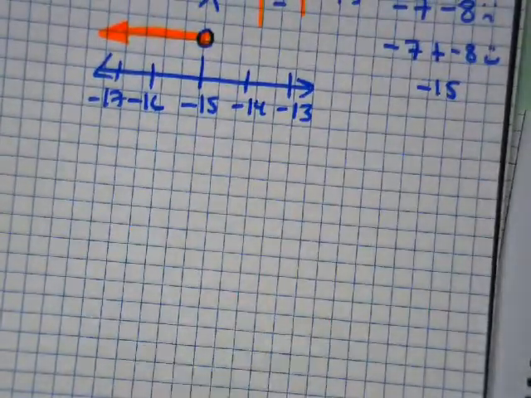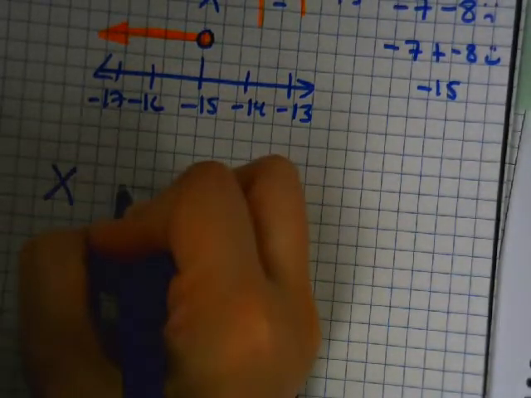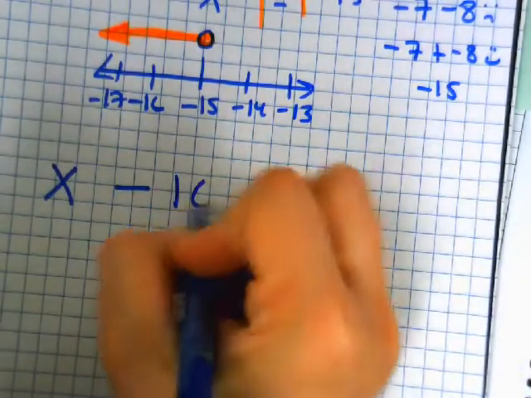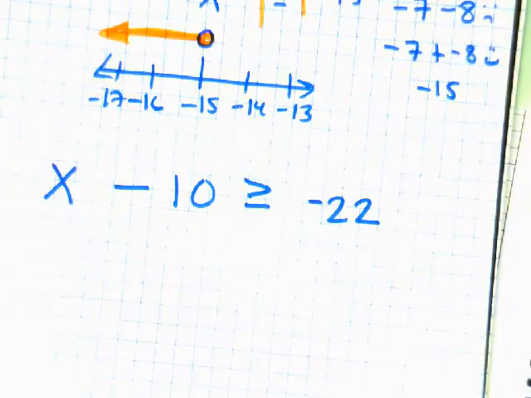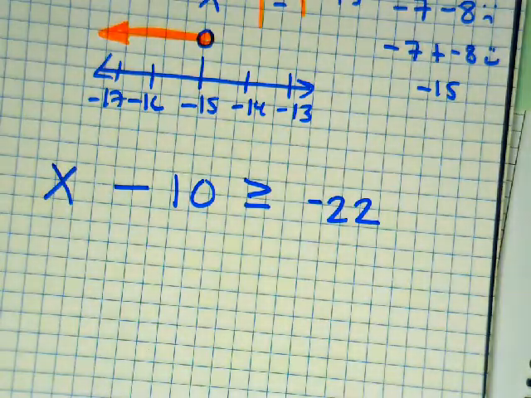All right. x minus 10 is greater than or equal to negative 22. This one's a little bit easier, believe it or not.